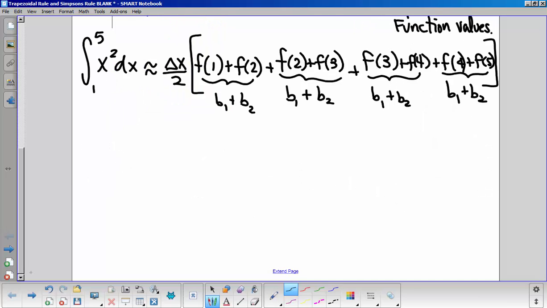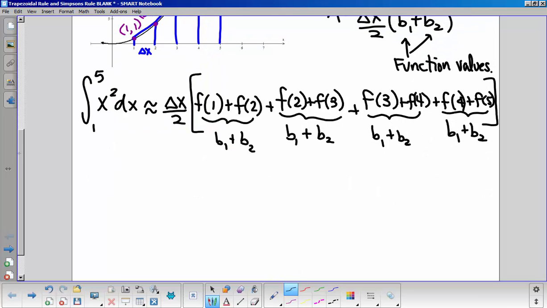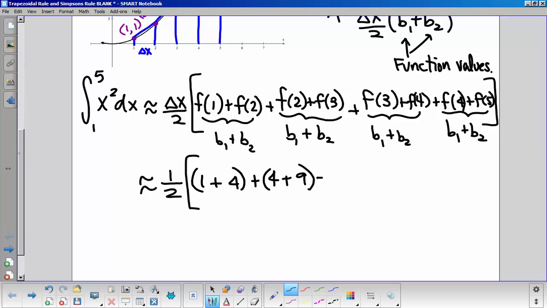Now we can plug in the numbers. We know delta x, you said, was 1, so this would be 1/2. And the height at 1, we said, is 1 plus 4 plus 4 plus 9, good, plus 9 plus 16 plus 16 plus 25. You guys get calculator happy and tell me what that is.